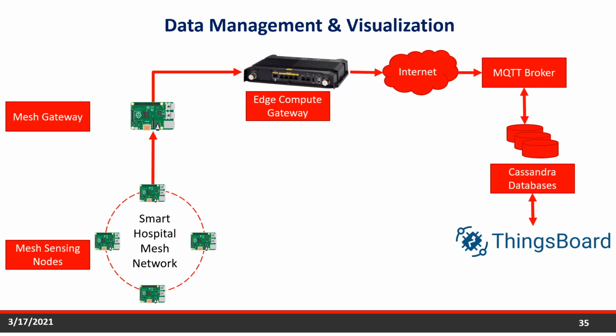Sensed data originates at the mesh sensing nodes. Shown on the bottom left, the mesh sensing network mimics a smart hospital deployment. These mesh sensing nodes are capable of relaying data among each other in a peer-to-peer manner.